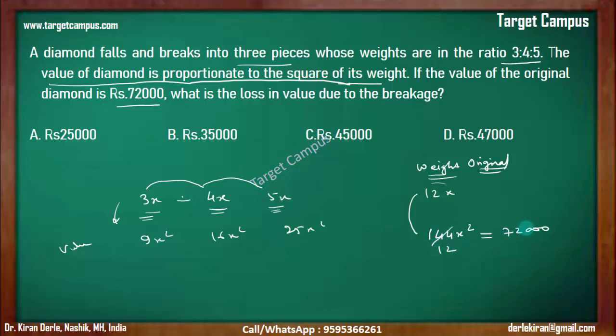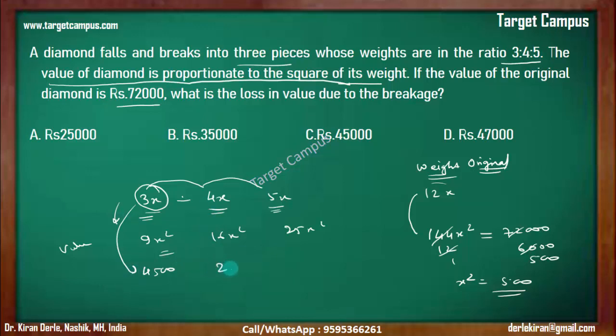So 12, 12 is 144, 72,000 divided by 144 is 500. So what we have got is x square is equal to 500, right? And we want this only, x square, so don't go into further calculation. So x square is 500. So 9 into x square, that is 9 into 500, is 4500. So the value of this part would be 4500 rupees.